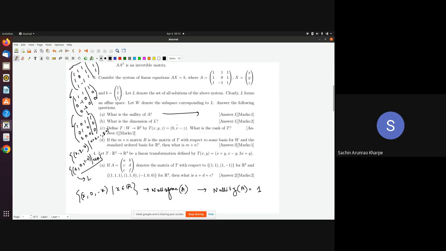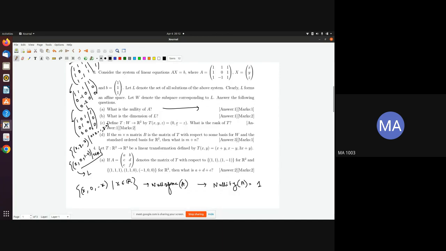Sir, how did it come to one? We have only one independent variable here, right? x. Correct. And the dimension of that space is 1. We can also do it like that: (1, 0, minus 1). We are getting only one element, so the basis consists of one element. That's why the dimension is 1. So this question was correct.